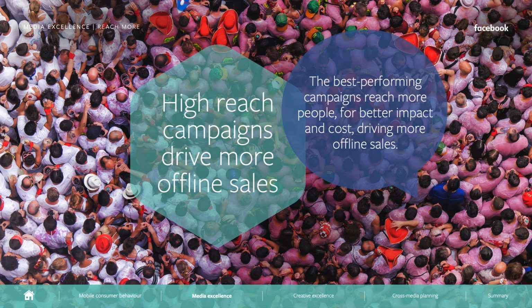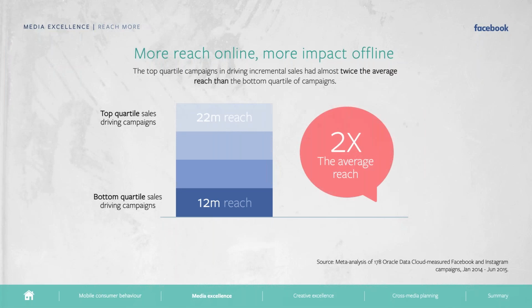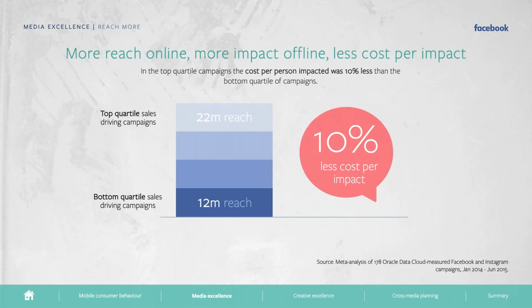A meta study we did based on 178 sales driving campaigns showed that the top quartile campaigns in driving incremental sales had twice the reach compared to the bottom performing quartile. These top quartile campaigns had incremental sales that were 139% higher compared to the lowest performing quartile, and furthermore a 10% lower cost per impact. So remember, high reach campaigns online tend to mean more impact offline.